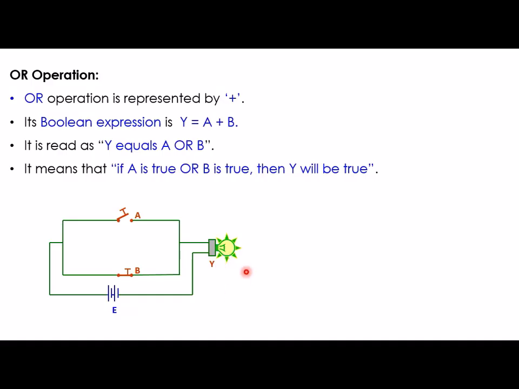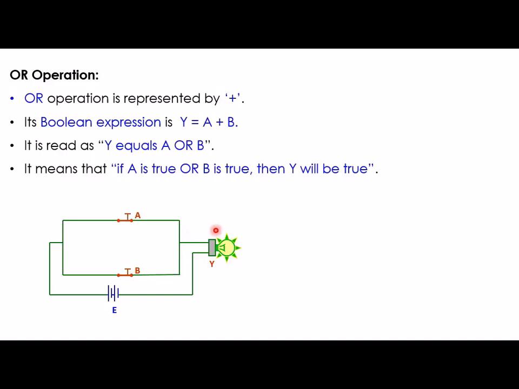Now in the third case, if A is on, B is off, then also the bulb will glow, right? And in the fourth case, if both are on, A is also on, B is also on, the bulb will glow.